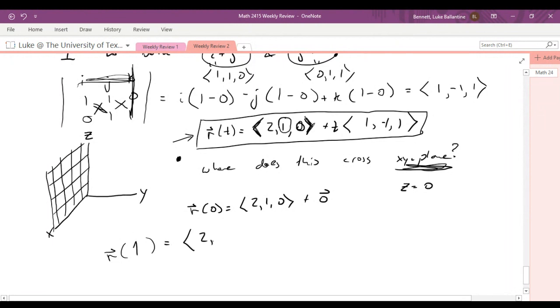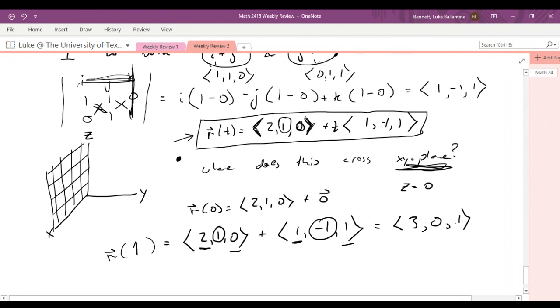Very good. So we have 2, 1, 0 plus 1 times 1, negative 1, 1. So this is equal to 2 plus 1, 3. And then we get 0 like we should. 1 minus 1 is 0. And then we have 0 plus 1. So this is the point at which it crosses the xz plane. Awesome. Any other questions?